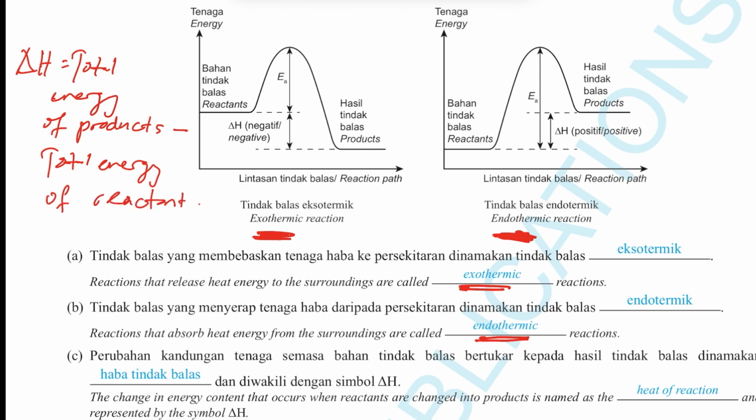Jadi kamu tengok kat sini, the total energy of product minus total energy of reactant. Okay, that's why we get negative for the exothermic reaction, because you see the total energy of product is lower than the total energy of reactant, and vice versa for the endothermic reaction. The total energy of product is higher than the total energy of reactant. Higher value minus lower value, so we will get positive value for the delta H.